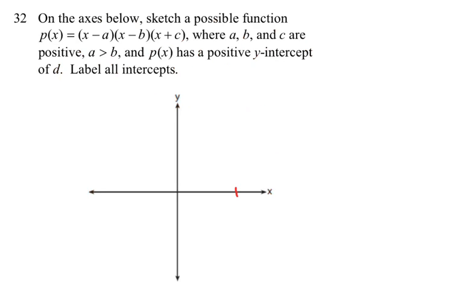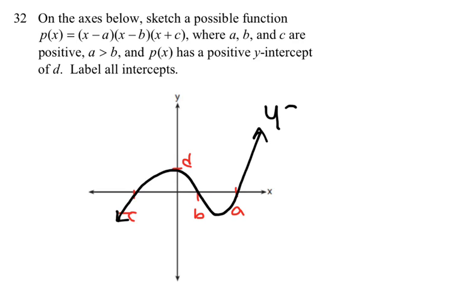Now, here we have a, b, c all positive numbers, and the given function is x minus a, x minus b, x plus c. So we know that the x-intercepts are a and b in this way because a is greater than b, but c will be on the other side. In fact, I should write it as negative c, since c is a positive number. Now, the sketch would have been something like this, where y is equal to p of x. Alrighty. It wasn't that bad. Let's move on to the next problem.